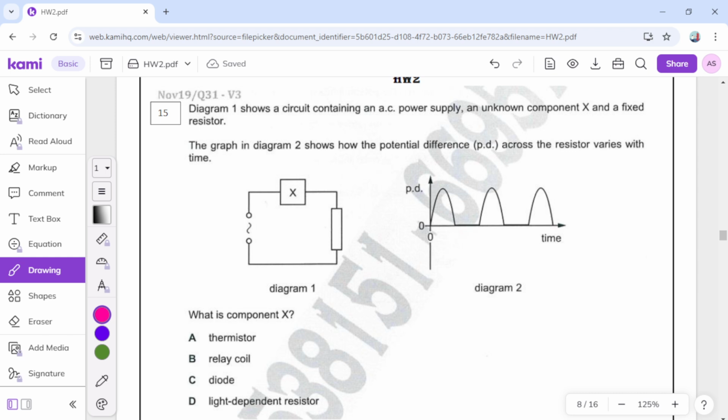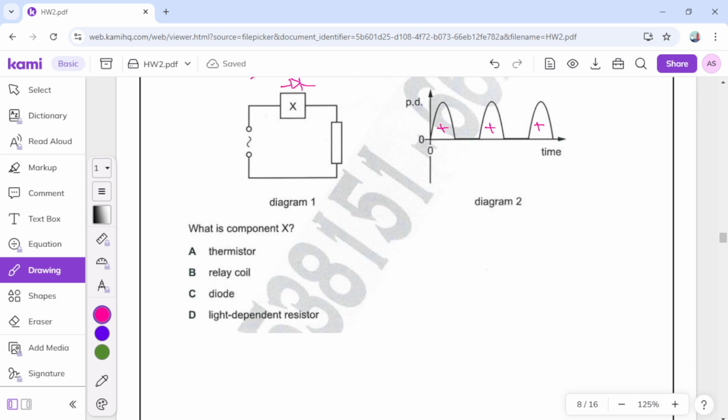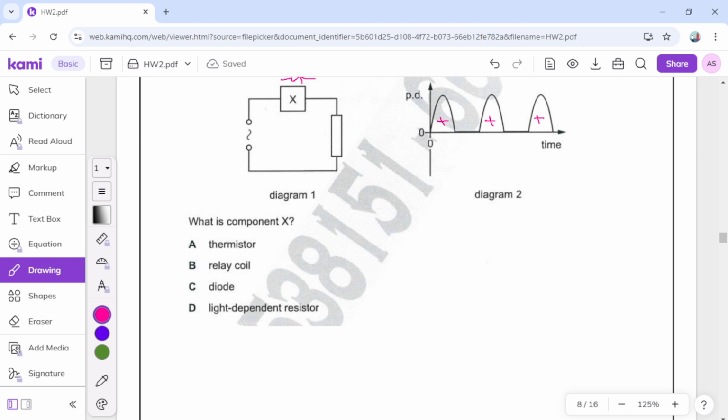Diagram 1 shows a circuit containing an AC power supply, an unknown component X and a fixed resistor. The graph in diagram 2 shows how the potential difference across the resistor varies with time. Now we have current moving in only one direction, so it must be here. You have to put a diode because a diode allows AC to flow in only one direction, so C is correct.